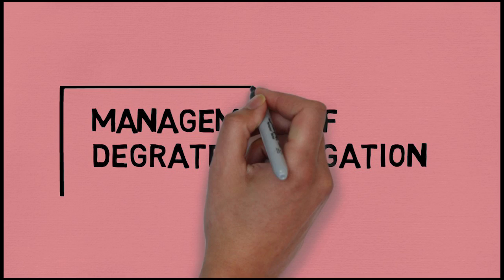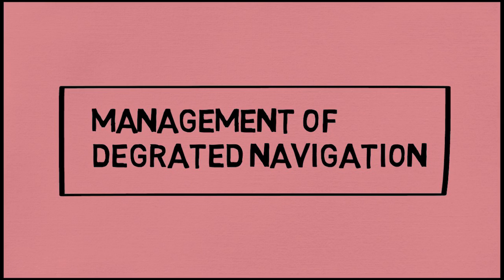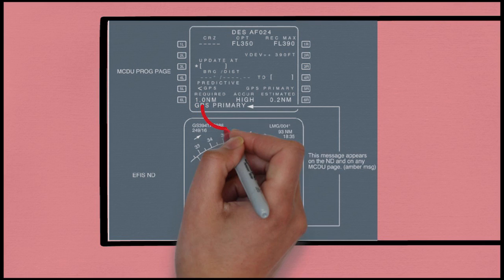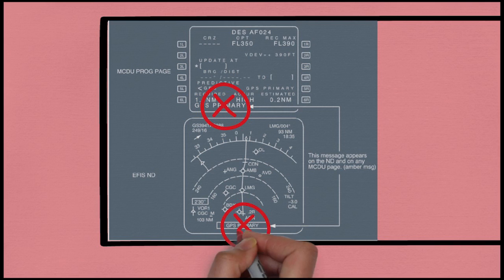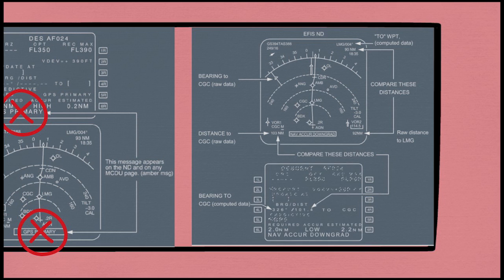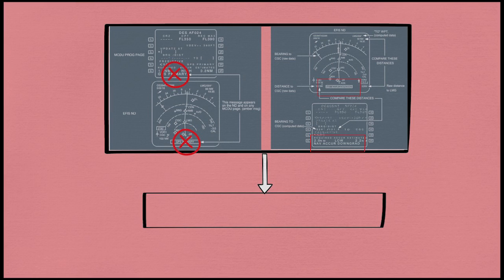There are many abnormalities that can affect an RNAV approach. What they have in common is their individual or combined effect on the navigational capability of the aircraft systems. Let's look at some basics. If you lose GPS primary and or you get a navigation accuracy downgrade. If this happens on one side, reverse to the other autopilot and flight director.